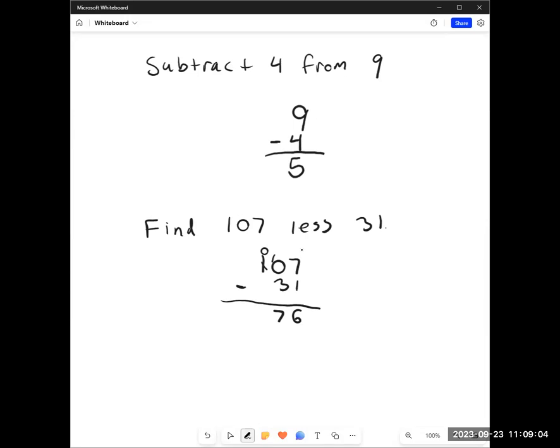Again, if you want to check that, you can say 76 plus 31 is 107. Our answer checks.